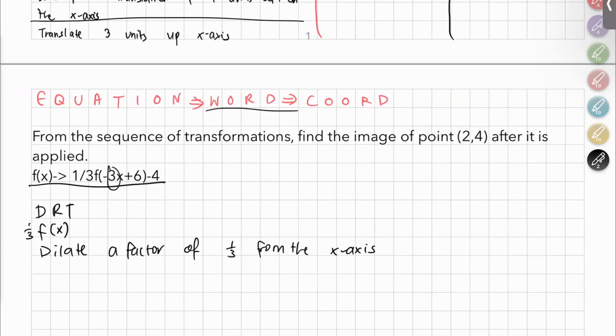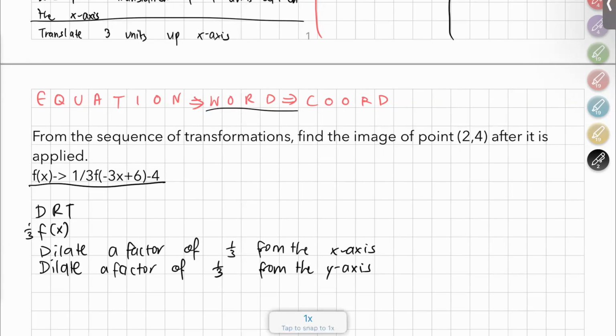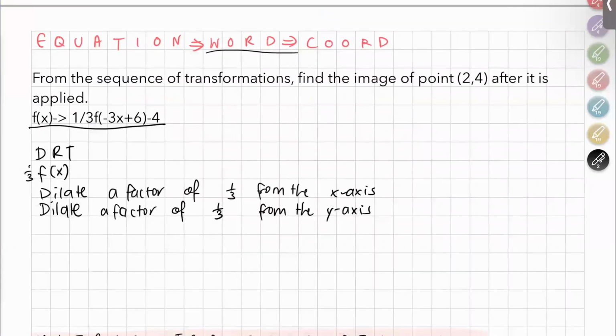There's a 3 in front of the x. That's to do with the inside function. And once again, if you're doing the inside function, that's from the y-axis, right? Dilate factor. And now the factor changes. It's not 3, it's 1/3, because it's inside the function. And remember, when you're doing inside the function, you have to take the reciprocal, which is dilate a factor of 1/3 from the y-axis.